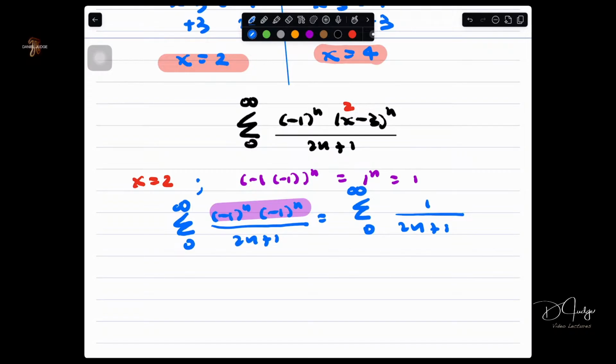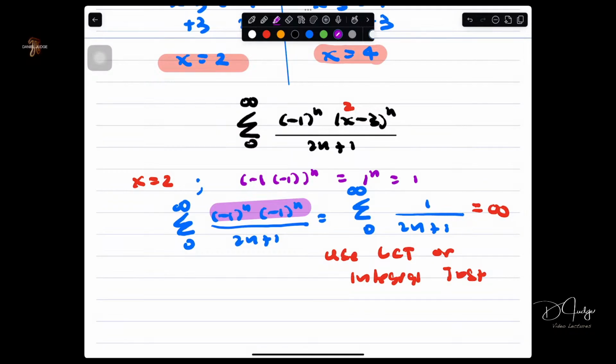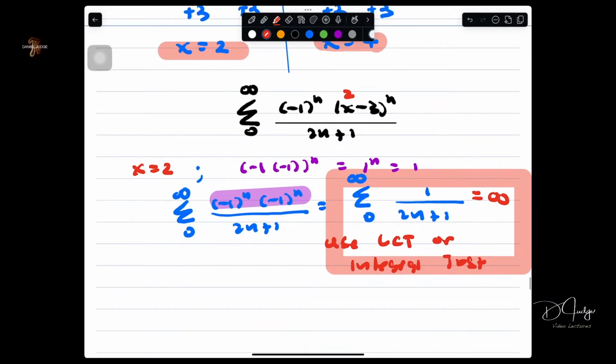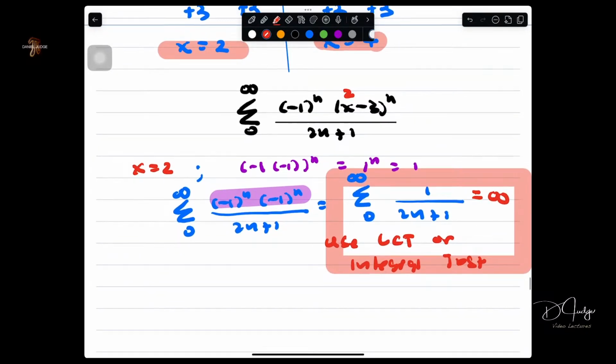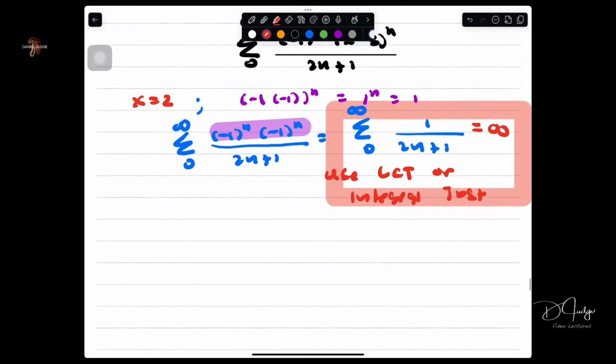I think that was 0 to infinity. Yeah. Now, this is actually divergent. We've seen something like that in the past. You could use either the limit comparison test or the integral test. We know that series simply diverges here. It's kind of related to the harmonic series. So you can use that limit comparison test or you can use the integral test. This is divergent, and that happens when x is 2.